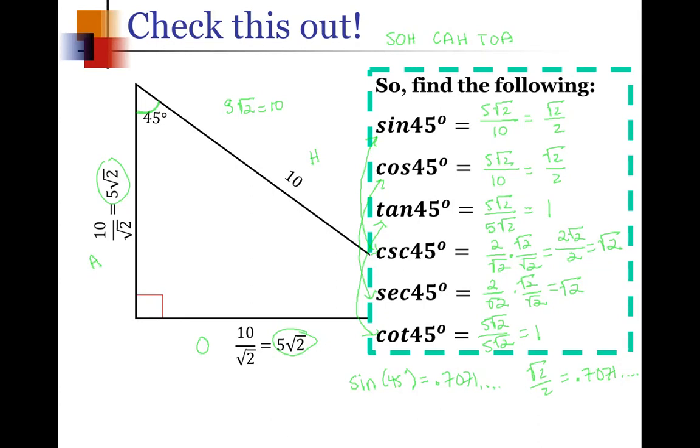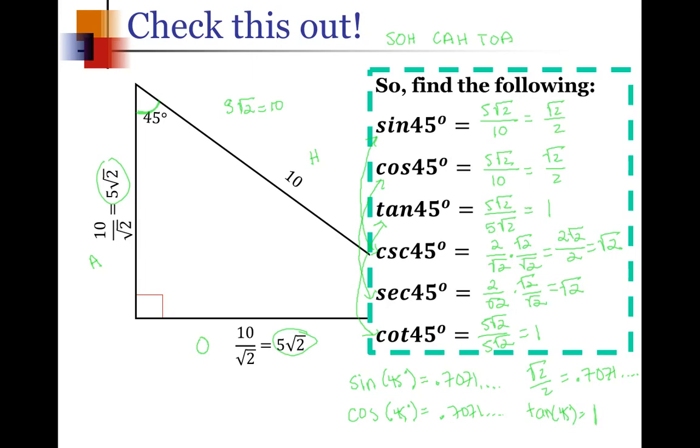Wow. Let's do it for cosine. What do you get for cosine of 45 degrees? The cosine of 45 degrees, also 0.7071, which was also root 2 over 2. Let's do one more. What about the tangent of 45 degrees? Oh, look at that. You got 1.